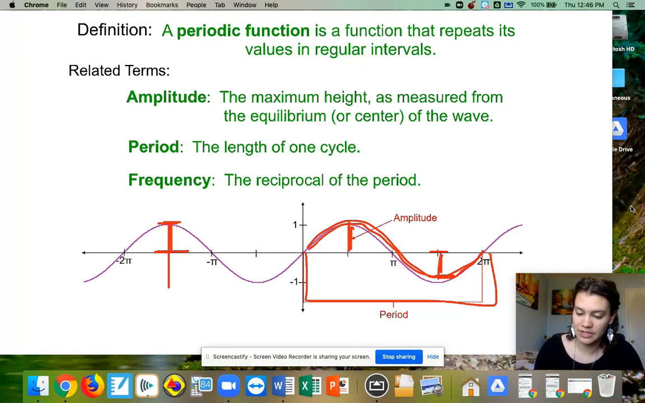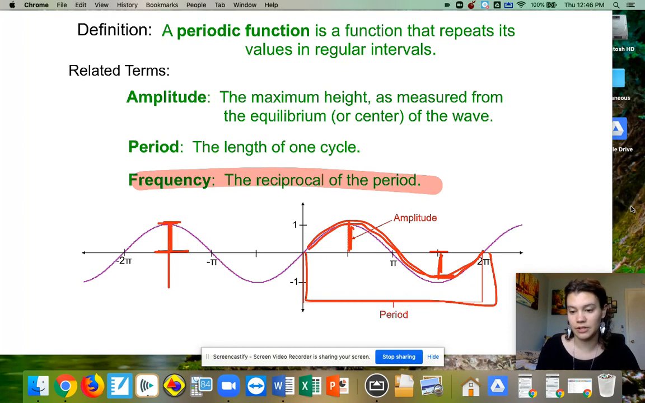And then this frequency here is optional, but it's pretty straightforward. It's the reciprocal of your period. So if your period is a half, the frequency is 2. If your period is 4, your frequency is 1/4, but it's just always the reciprocal.